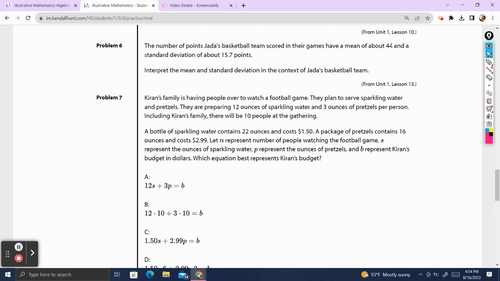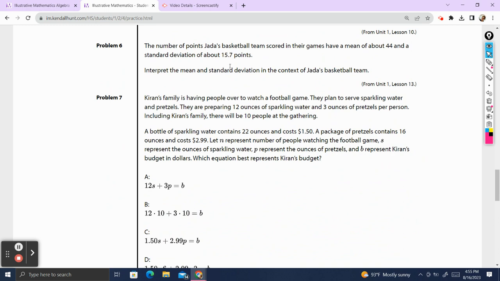Well, what that means is, on average, they tend to get about 44 points per game. However, there's a deviation of 15 points, so sometimes they score above 44 points, and they can score up to 50 or 60 points, and it's still pretty normal. Or they score 15.7 below, so they can score as low as 30, and it's still a pretty normal value. And that's what the standard deviation says.